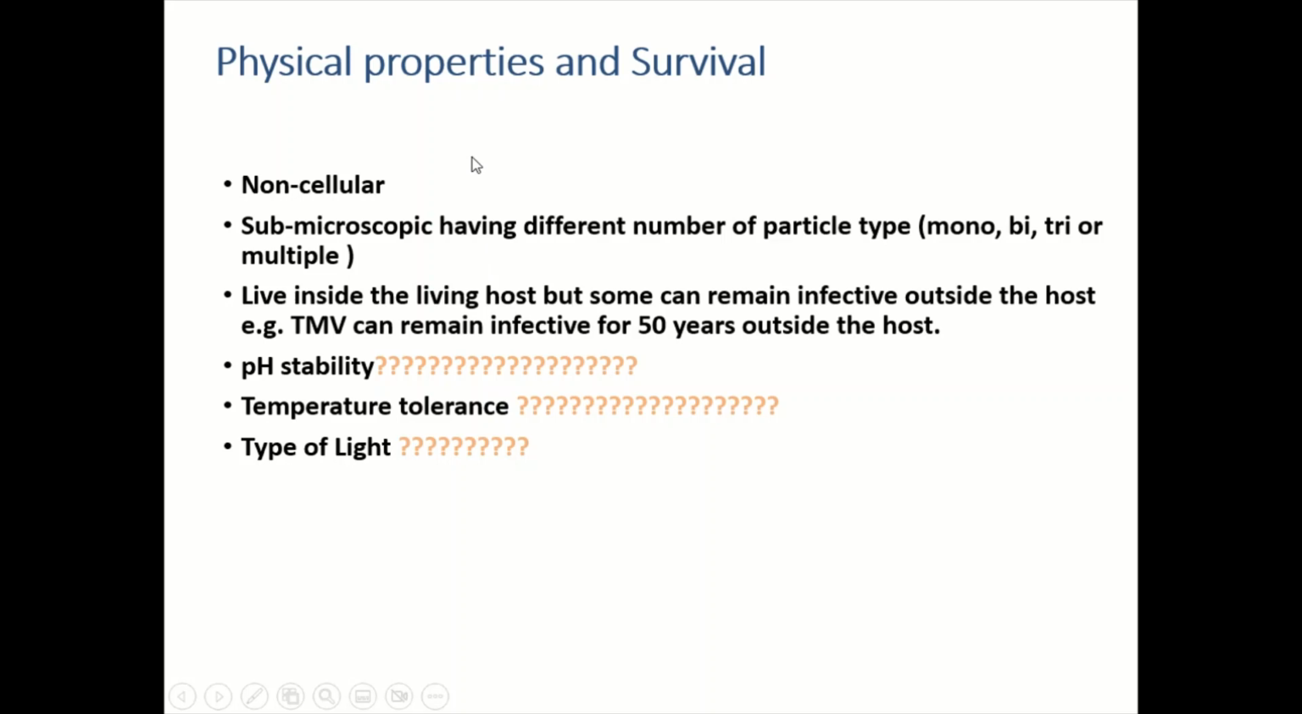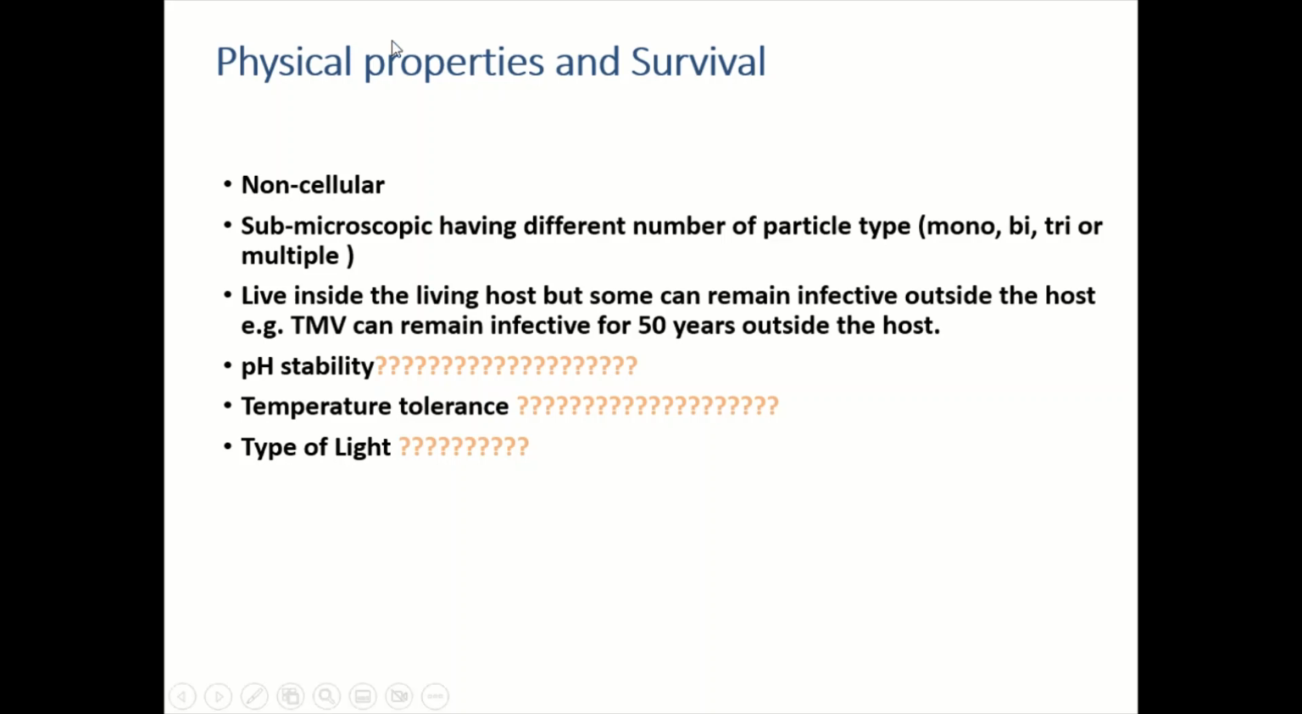Physical properties and survival of the viruses: as I told you before, these are acellular or non-cellular. They do not have cellular machinery. They are submicroscopic. They are very small. They cannot be seen with an ordinary microscope. We have to look into these structures by using a very strong electron microscope. They could be monoparticles, biparticles, triparticles, or multiple types of particles. They live inside the host, but some of them can remain infective outside the host. For example, tobacco mosaic virus can remain infective for around 50 years outside the host. So that is a very dangerous virus.